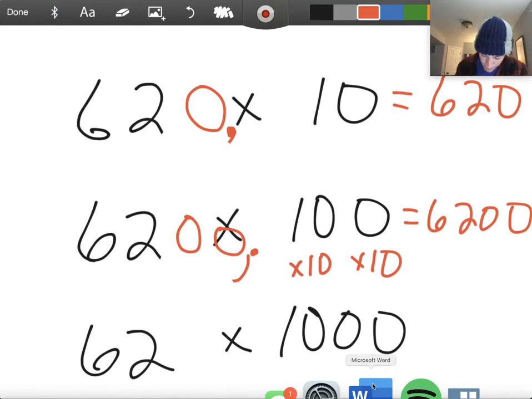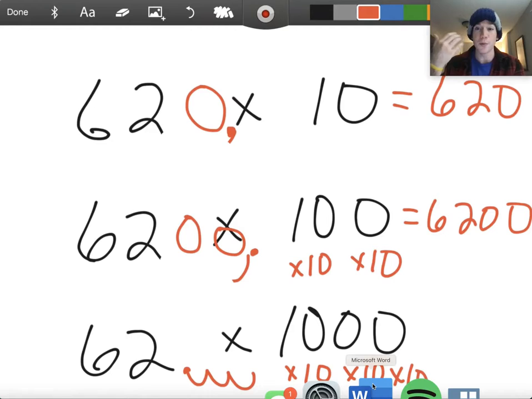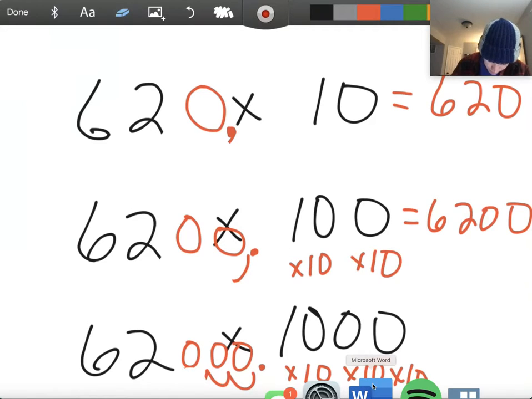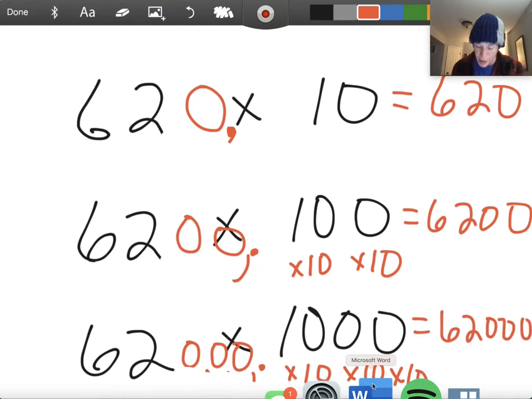Now, same thing with 1,000. That's the same thing as multiplying by 10 three times. Again, I can just move the place value over three times, 1, 2, 3 times, each time multiplying by 10. So 10 times 10 times 10, which is 1,000. I put three zeros in my place, put a decimal there at the end, and I end up with 62,000, which is the same as multiplying that number by 1,000.